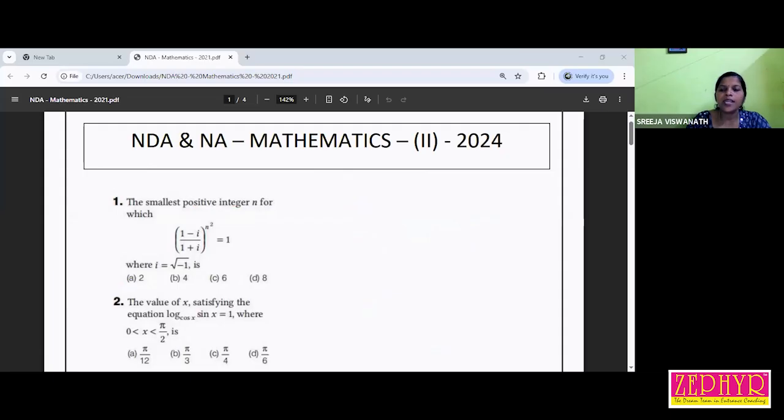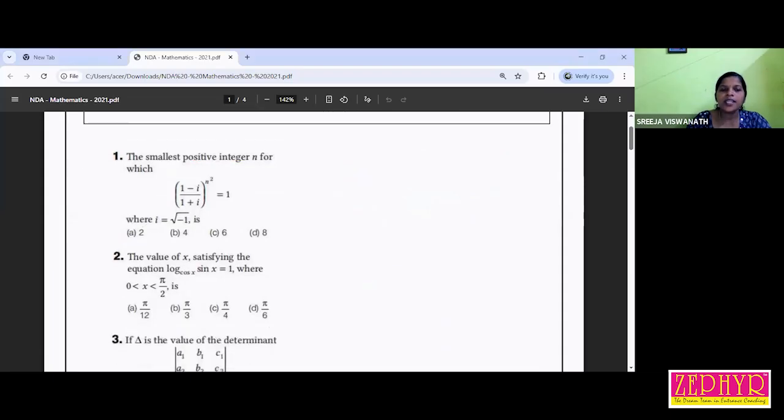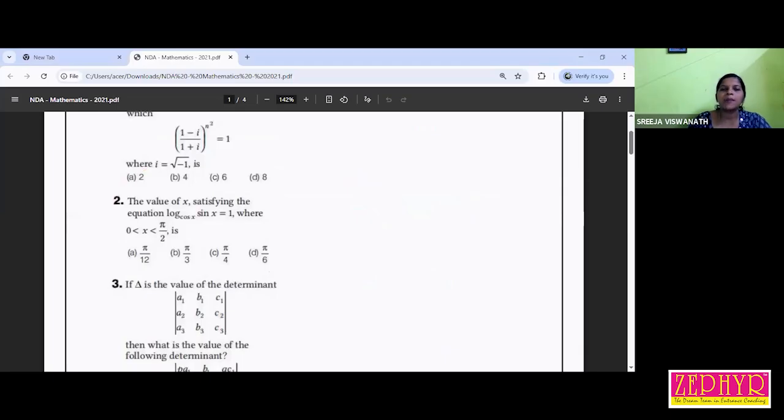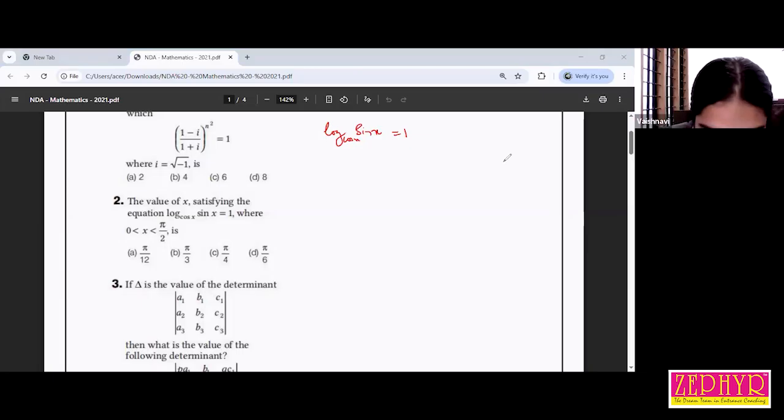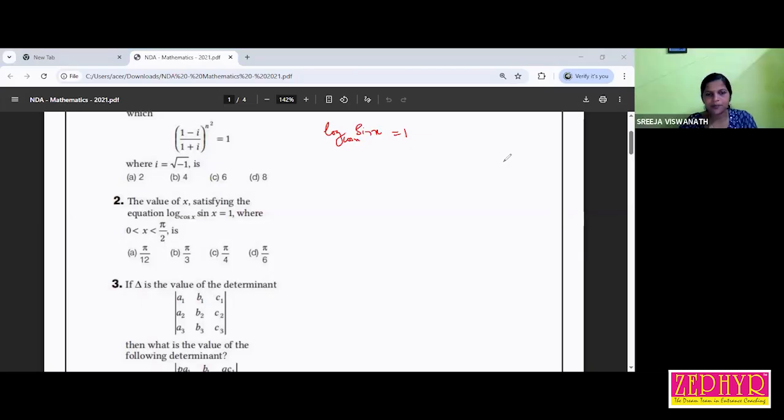The value of x satisfying the equation log sin x to the base cos x equal to 1. Log sin x to the base cos x equal to 1. Just try. Option C? Pi by 4, right.